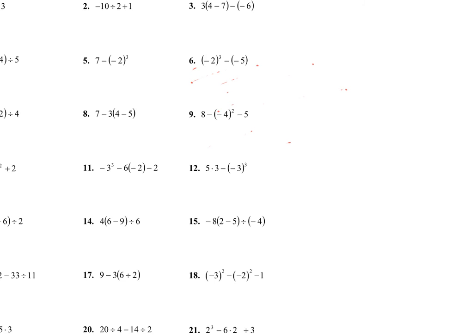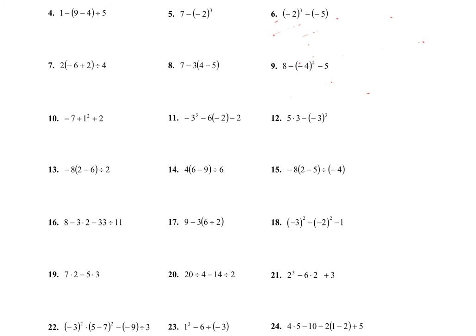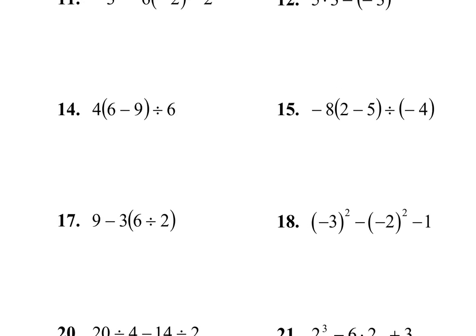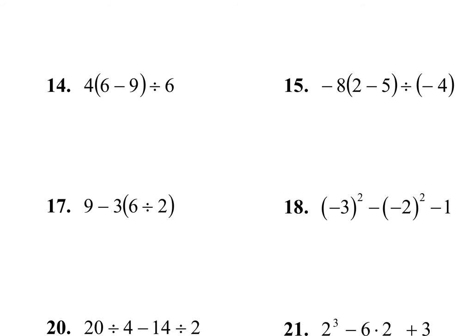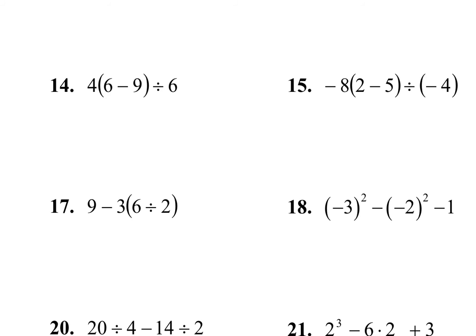Let's go down here and look at number 14. We have 4 times 6 minus 9 divided by 6. Parentheses are going to come first. And so we'll look at this problem and say, okay, this would be 6 minus 9. And 6 minus 9 is negative 3.